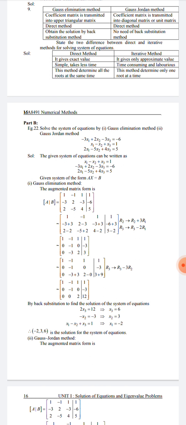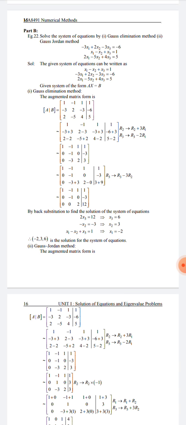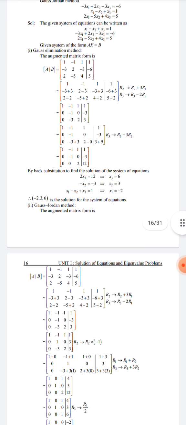Next method is we have to solve the same equations by Gauss Jordan method. So Gauss Jordan method is make that augmented matrix a diagonal matrix. So you know what is a diagonal matrix. So the elements before and after the diagonal elements must be 0. So for that same procedure I am going to follow.